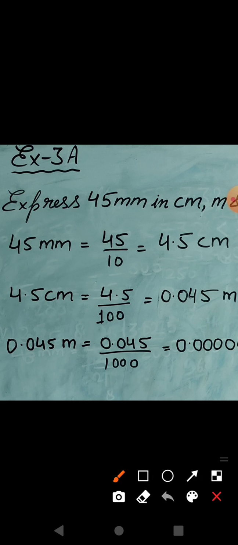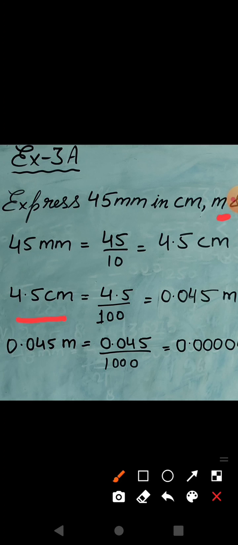So simply we'll write 45 as it is. Then there was 1 zero in the denominator, so we'll put 1 decimal. From the right side we'll start towards the left, and after one place we'll put the decimal. So the answer will be 4.5. Now it is in centimeter, 4.5 centimeter.